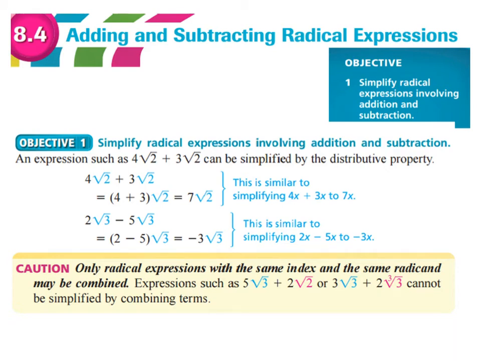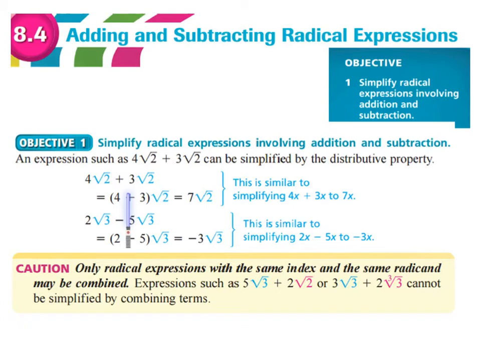Hello and welcome. Today we're going to be looking at adding and subtracting radical expressions. Starting off with the idea of simplifying radical expressions with addition and subtraction. So an expression like 4 square roots of 2 plus 3 square roots of 2, we can combine using the distributive property, which is really just the fancy way of saying combining like terms.